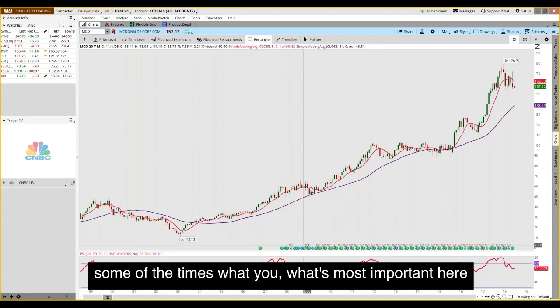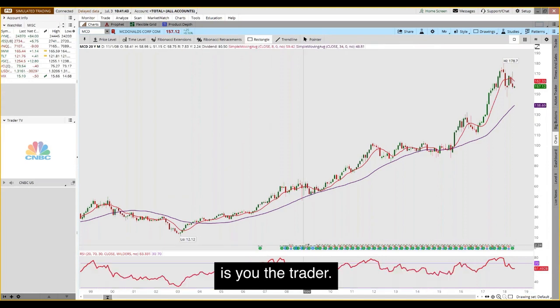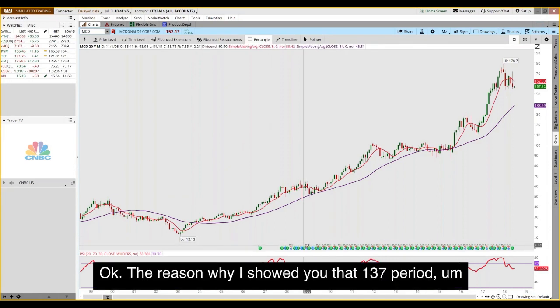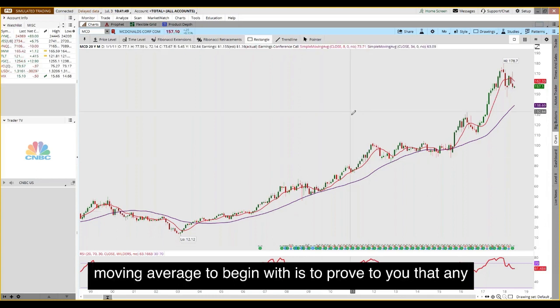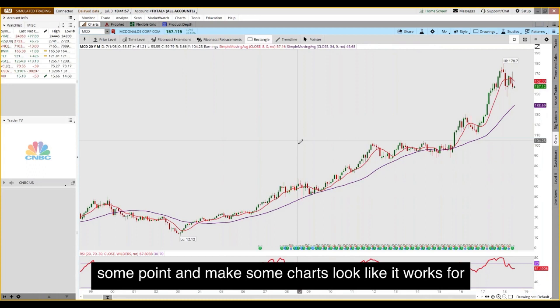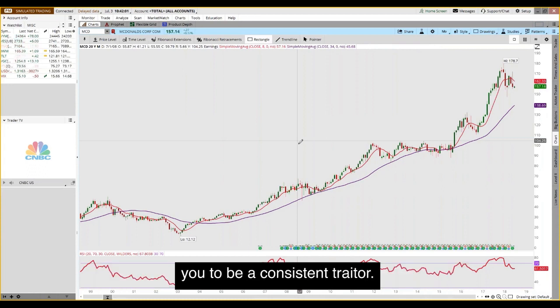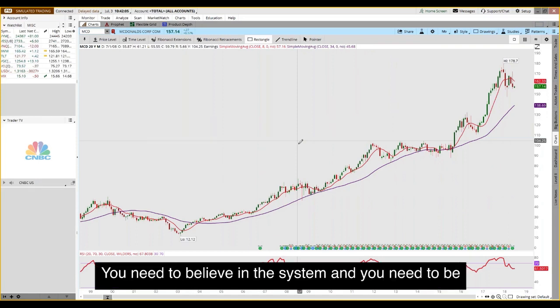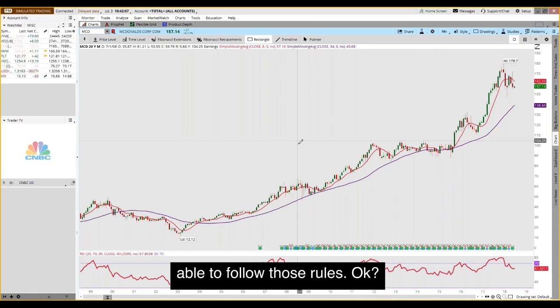What's most important here is you, the trader. The reason why I showed you that 137 period moving average to begin with is to prove to you that any number you throw on there, the price is going to hit it at some point and make some charts look like it works. For you to be a consistent trader, you need to believe in the system and you need to be able to follow those rules. Okay?